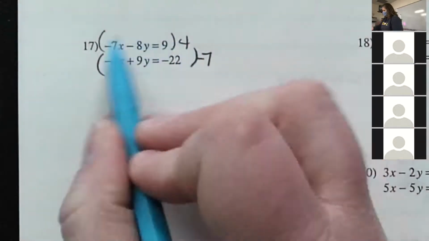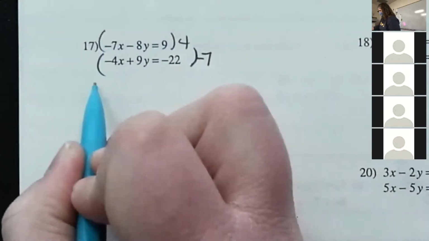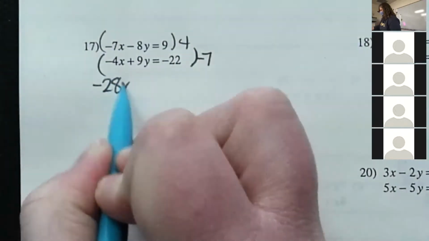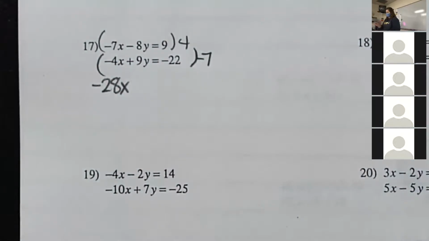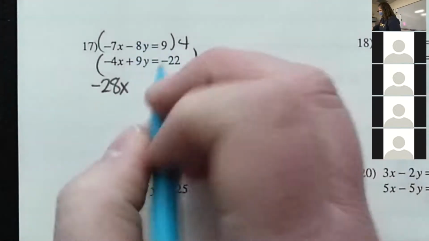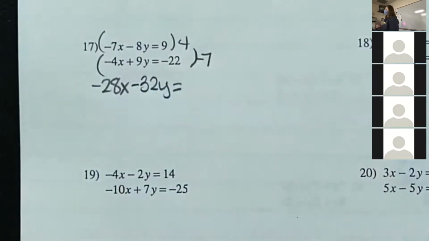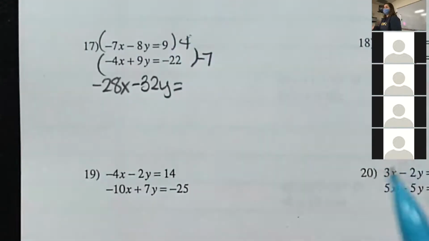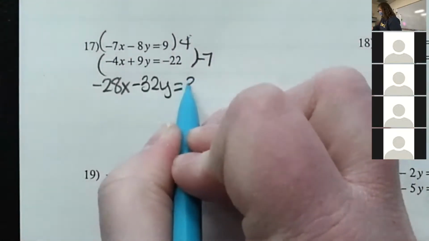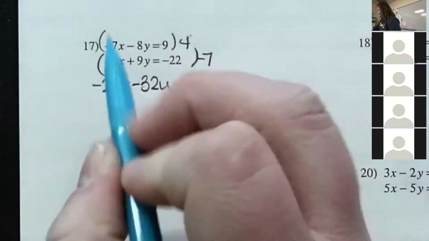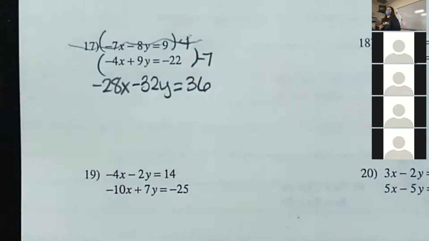So we're going to do the 4 first. 4 times that -7x. 28. Yep, -28x, good. 4 times that -8y, -32y. And then 4 times the 9, please don't forget to do your number also, is what? 36. Okay, squiggle out when you're done. Should be writing all these steps down.